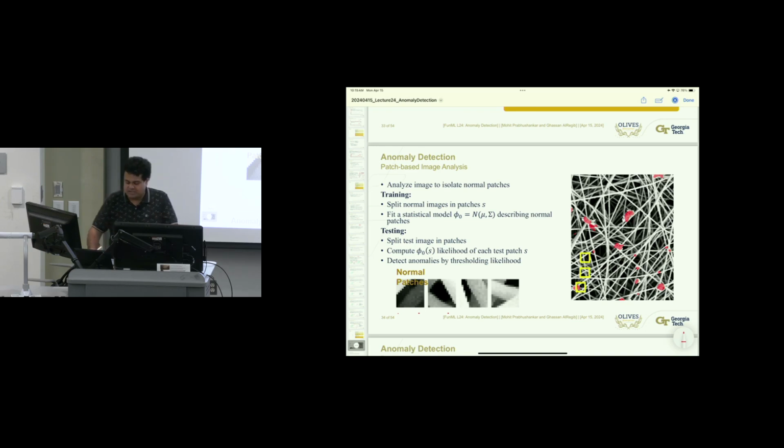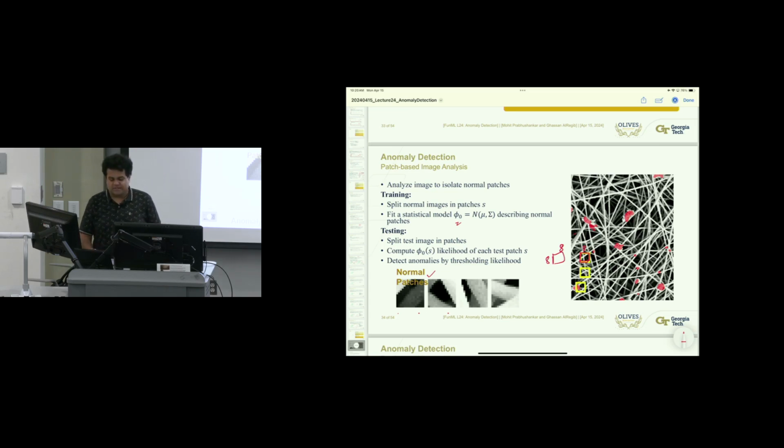So for instance, let's just say the simplest S of x that I can find is a patch. Let me say that every patch within my image is the statistic that I'm using. So let's say this is going to be an 8x8 patch, and let's say these are all normal patches. Let's start by using a semi-supervised setting where everything is going to be normal patches. Our goal is now to fit a phi naught that is going to describe these normal patches that exist within my training data set.